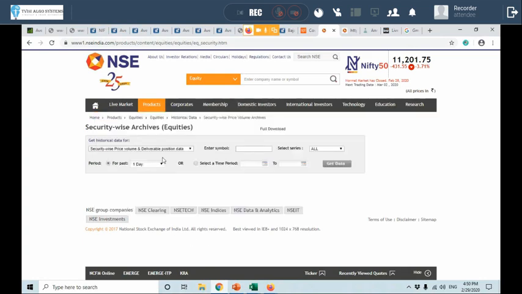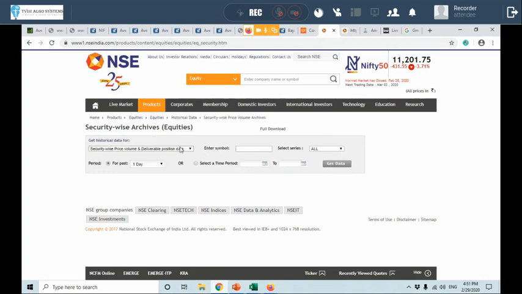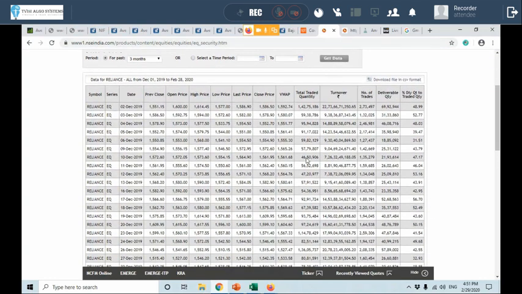So this information will help you to get what is happening in each stock. This is the cash segment. Let's take the symbol Reliance. Let's take the past 3 months. Let's get the data. This is the page which opened. It shows me the symbol, series, date, close price, open, high, low, VWAP.